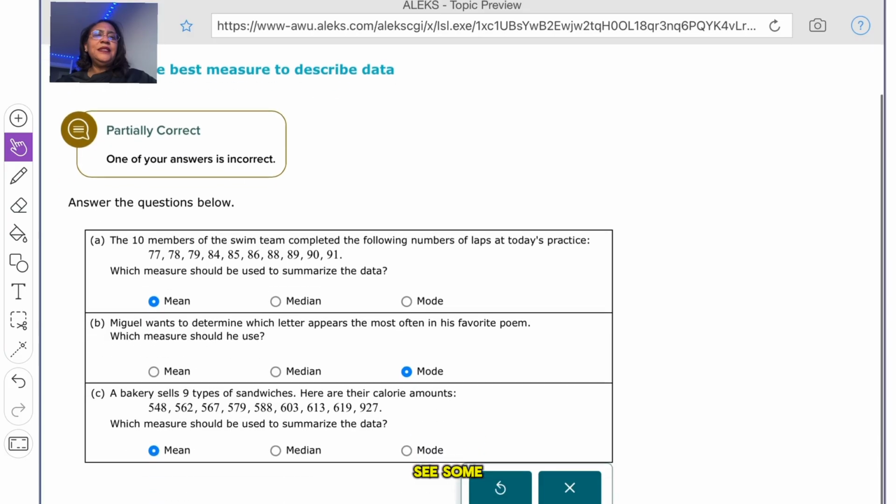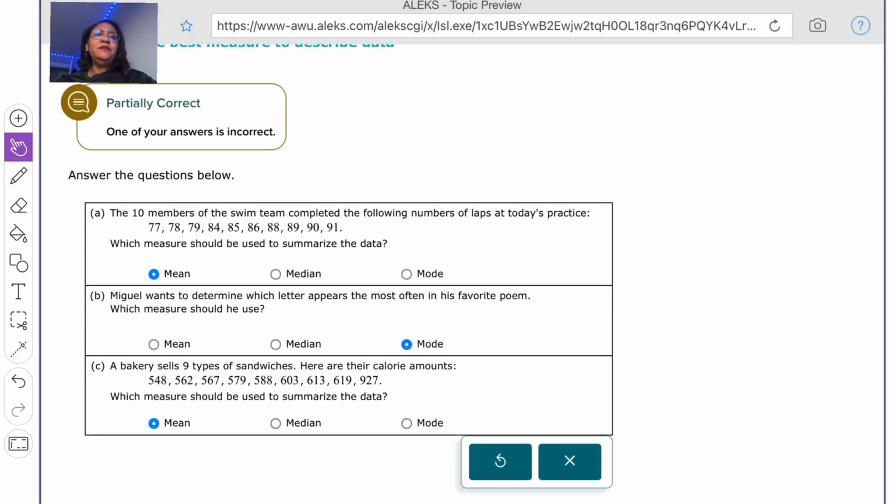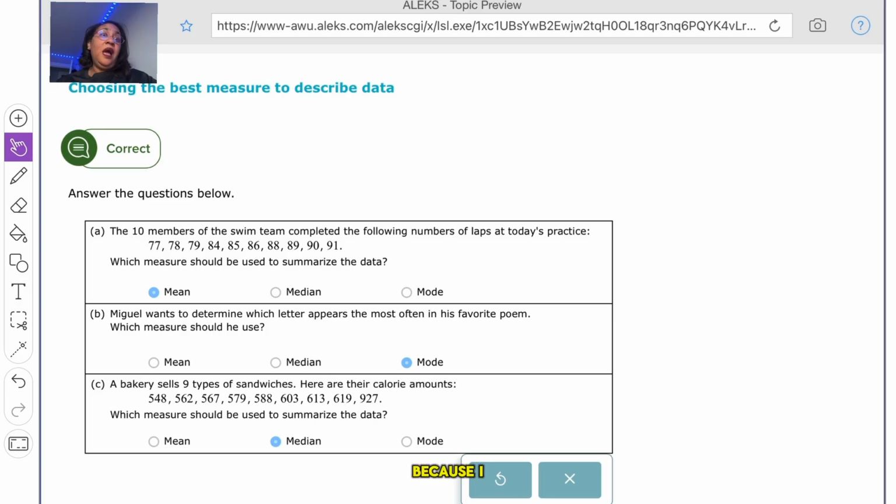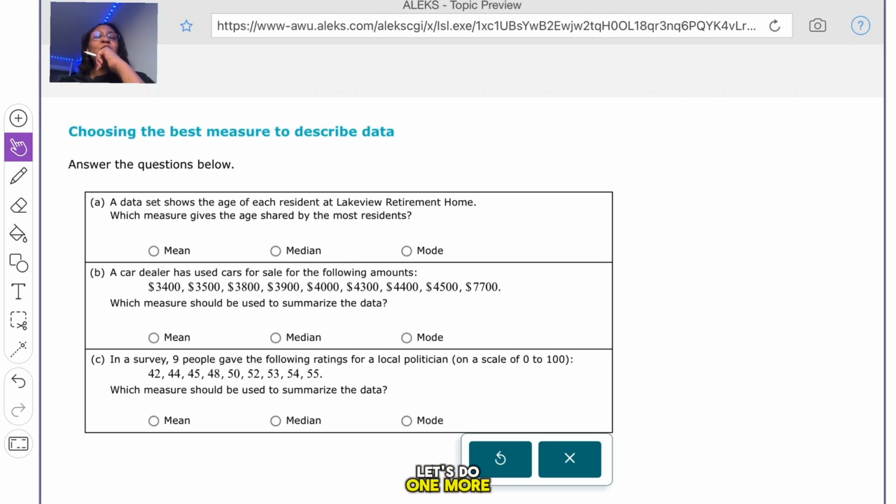Yeah, see, so I'm going to say the median, because I don't know. To summarize data, we usually use the mean. There's ALEKS again being special. Okay. All right, let's do one more.